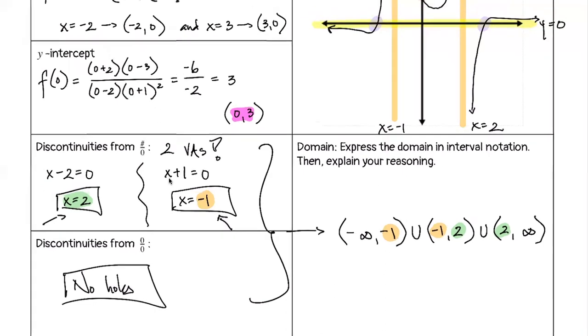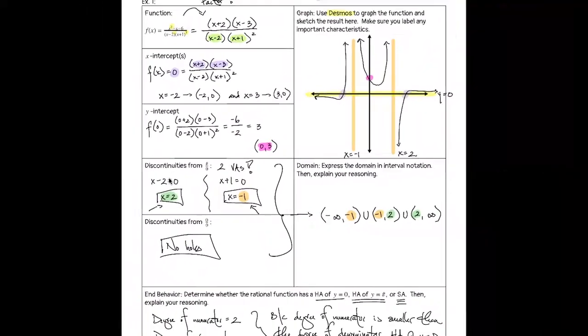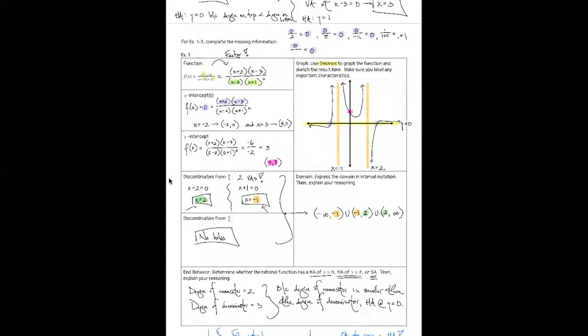All right, so I'm going to zoom in a little bit so we can see the whole big problem on one page.